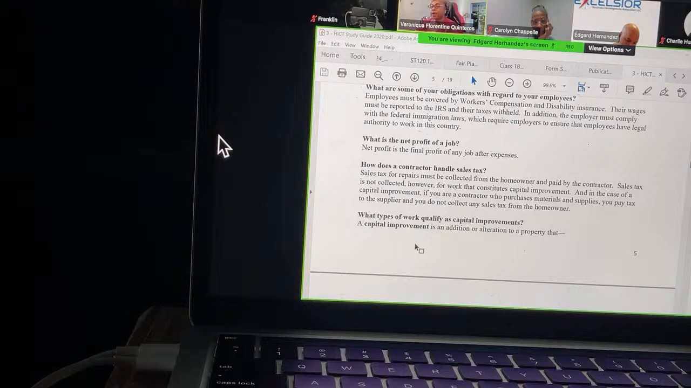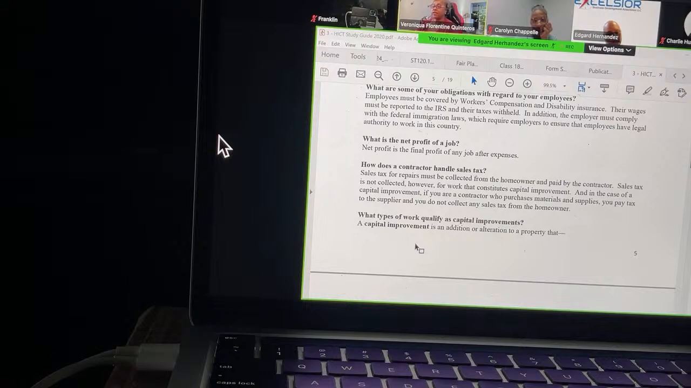What is the net profit of a job? Net profit is the final profit of any job after expenses. How does a contractor handle sales tax? Sales tax for repairs must be collected from the homeowner and paid by the contractor. Sales tax is not collected, however, for work that constitutes capital improvement.